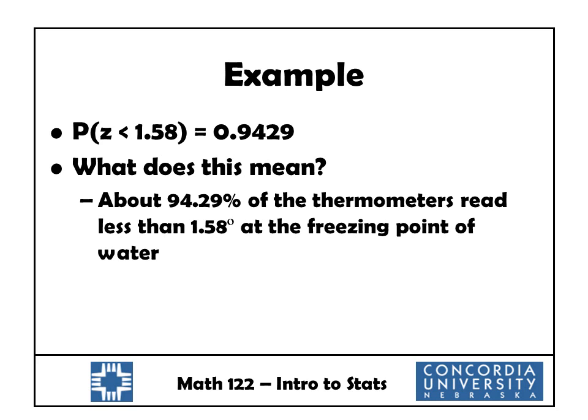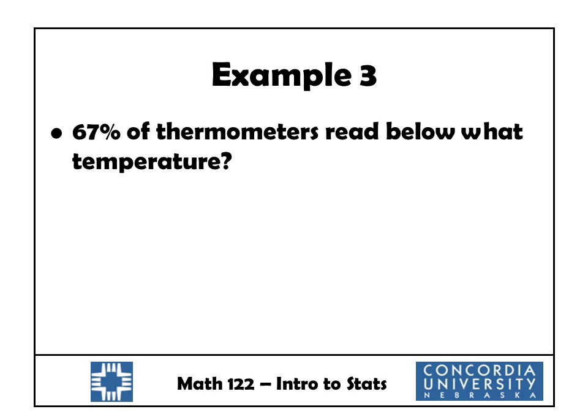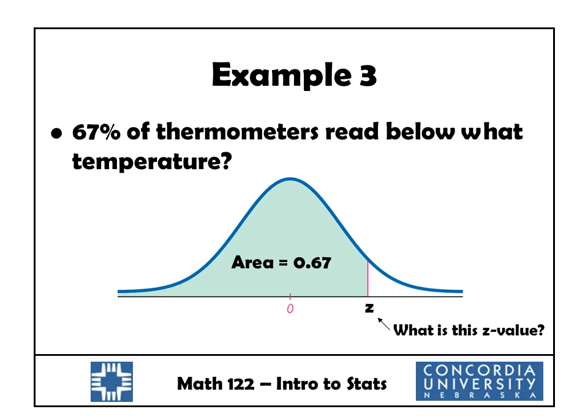Okay. So now let's look at how we can calculate a percentile from this standard normal distribution. So 67% of thermometers read below what temperature? It's the same basic type of question as what we asked with the uniform distribution, only now we're using a standard normal distribution. Okay? So in terms of our density curve here, it's the same standard normal density curve.